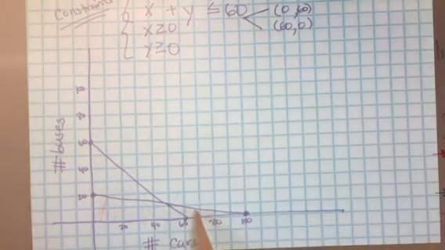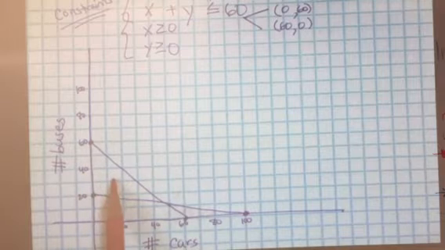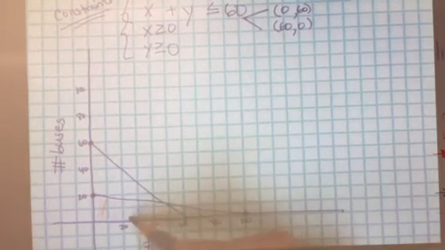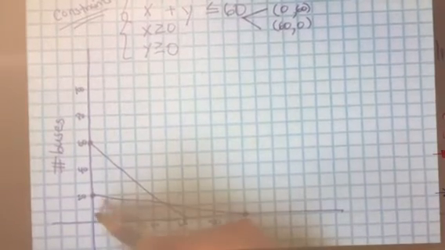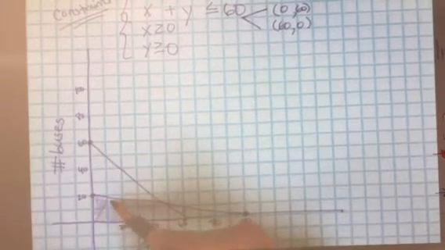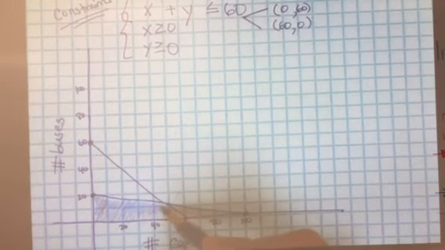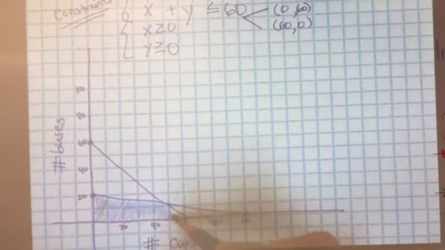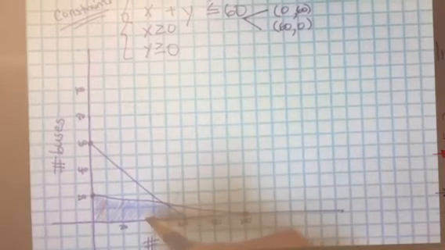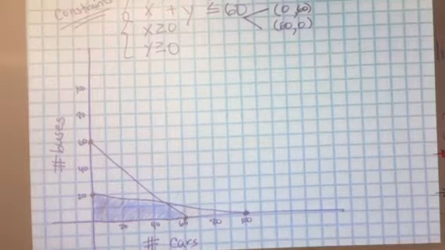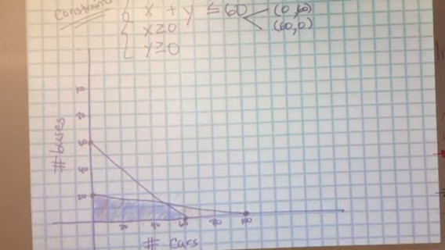we see that this is red only, so that is not an overlapping region. This is blue only, that is not an overlapping region. The overlapping region is right here. I'm going to darken that just so that we can all see. This is the feasible region, which means that any point in this area of the overlapping shaded regions would be a solution to our system of inequalities.